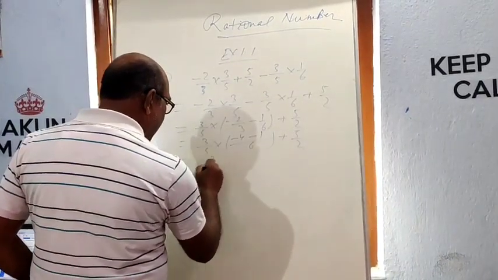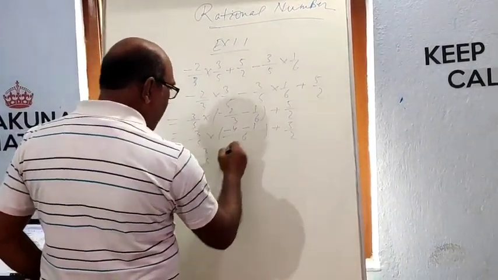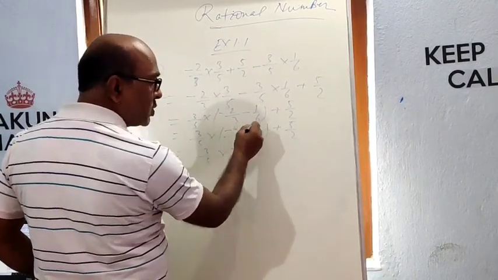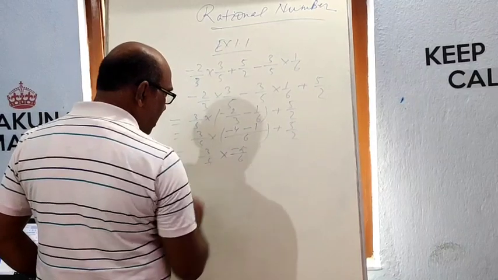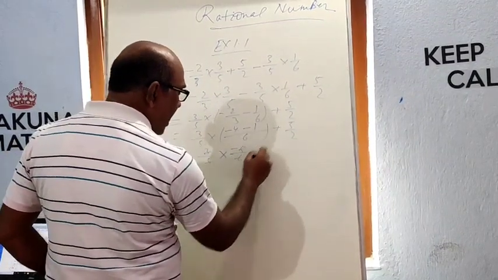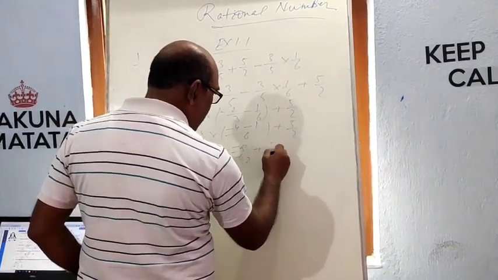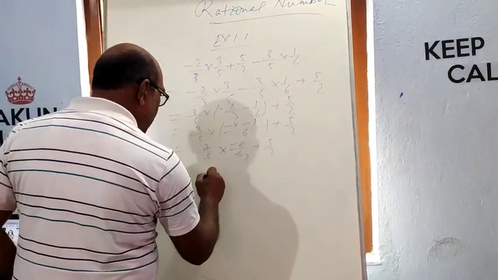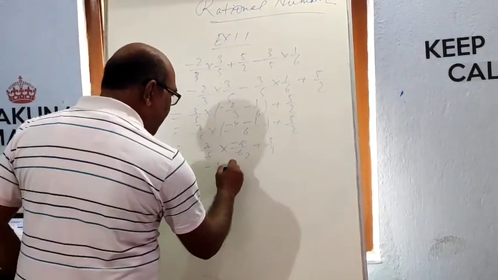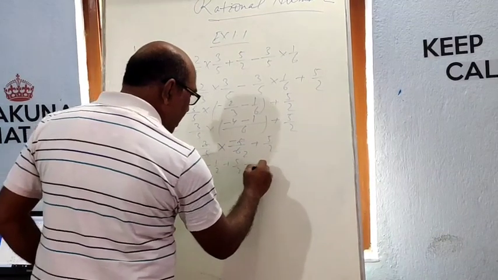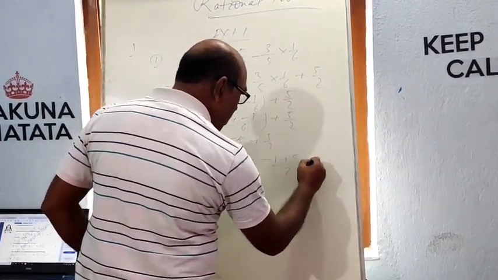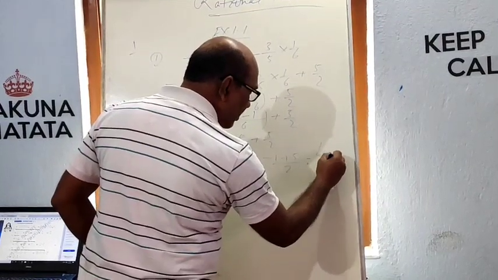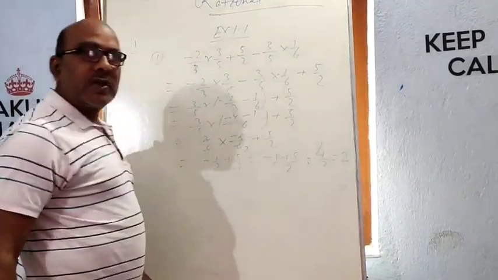Now 3 by 5 into minus 5, minus 4 minus 1 is minus 5, and minus 5 by 6. 5 5 cancel. 3 twos are 6 and this is 5 by 2. Therefore this is minus 1 by 2 and plus 5 by 2. Therefore minus 1 plus 5 by 2, and this equals 4 by 2, and therefore your answer is 2.